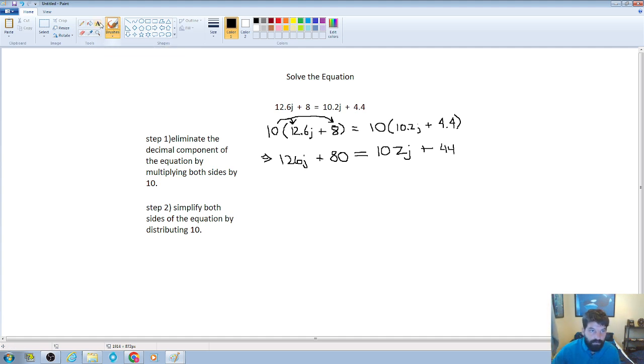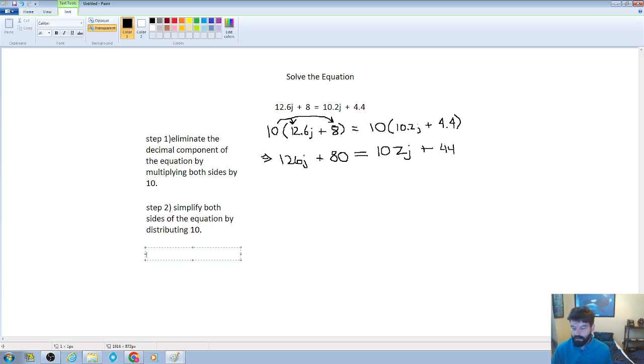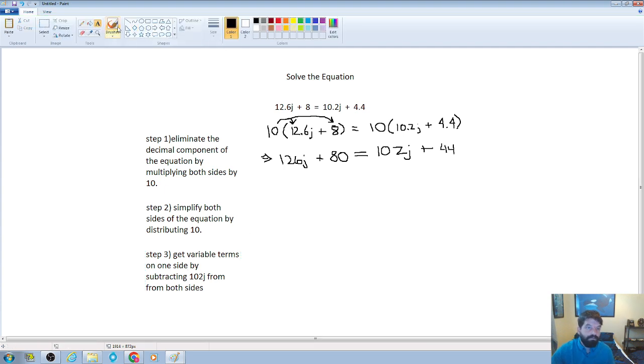So the next step that we're going to take is we want to go back to our bigger picture goal, which is getting the variable on one side. So what we're going to do for that, with step 3, is get variable terms on one side by subtracting 102j from both. Oops, sorry, this is get variable terms on one side. My apologies. So we're going to subtract 102j from both sides. So when we do that, we're still applying that balance scale approach.